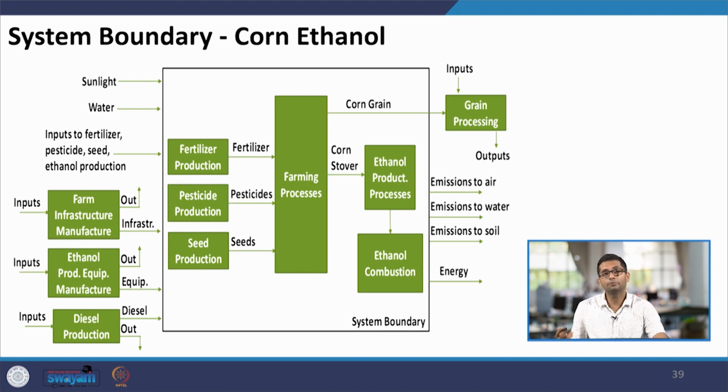Further, let us try to understand this concept more with the help of a typical example. In this example, we are considering corn which grows in the field and is used for the production of ethanol.